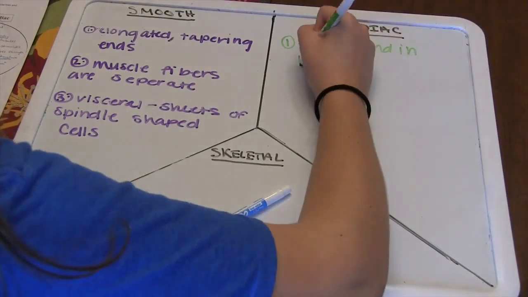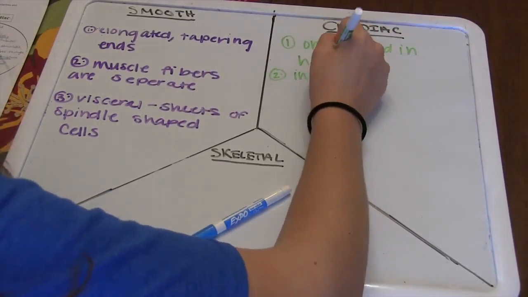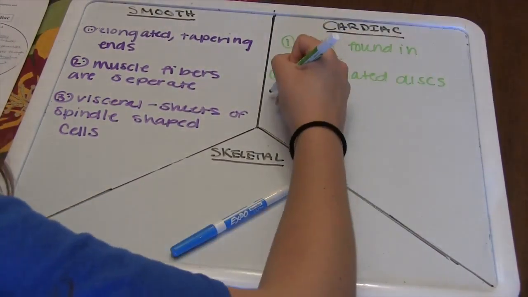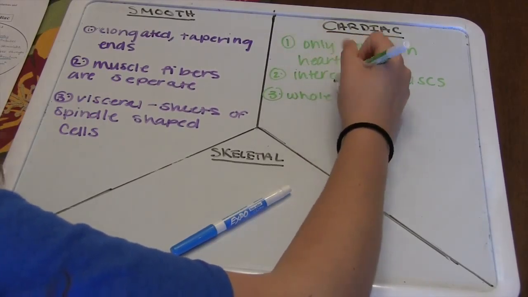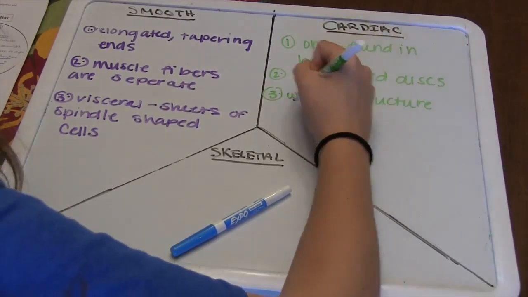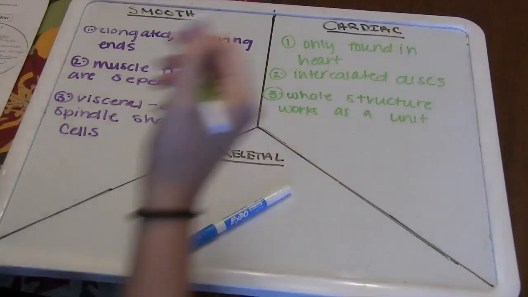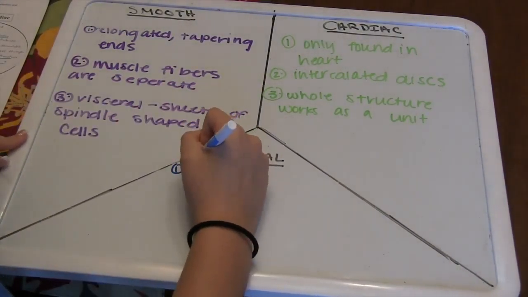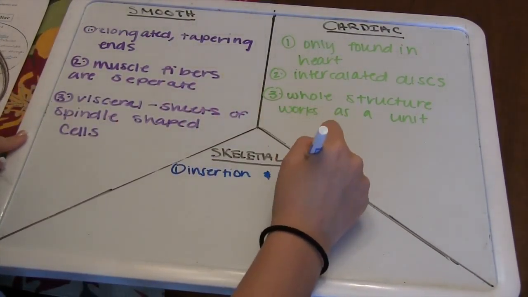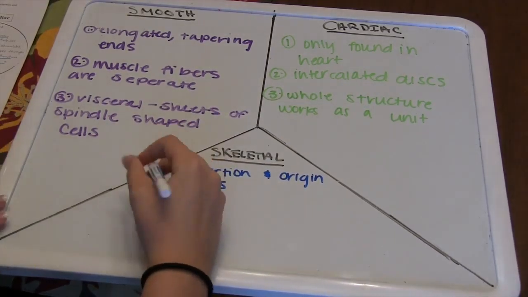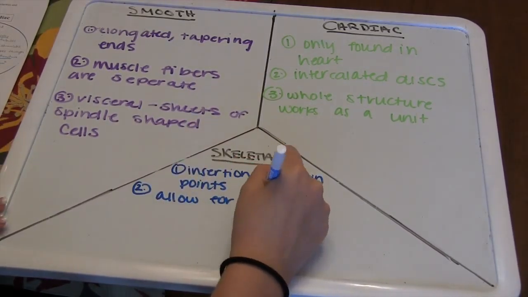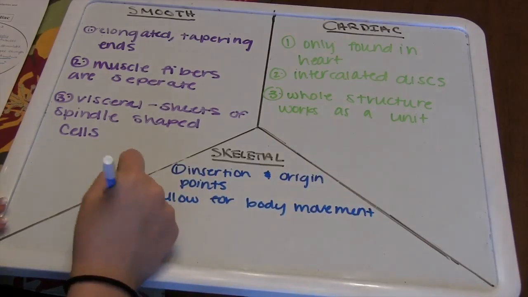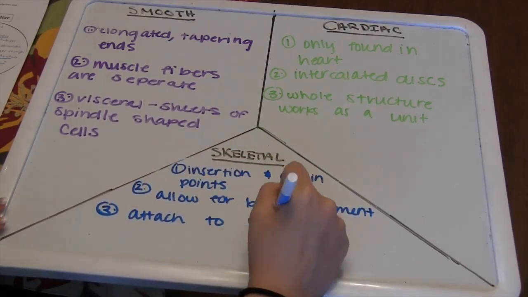Cardiac muscles are only found in the heart. They also contain intercalated discs. All of the cardiac cells work together at once. Skeletal muscle cells have insertion and origin points. They allow for body movement. Skeletal muscles attach to bones.